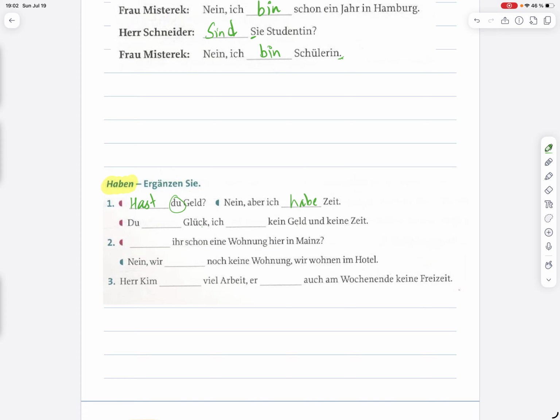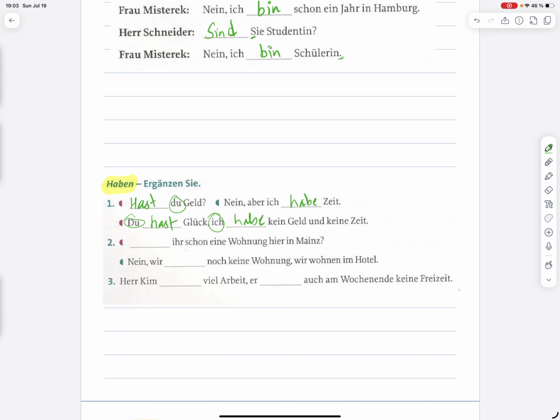"Du dash Glück." And we have "du" here. So "du hast Glück." "Ich und dash kein Geld und keine Zeit." "Ich habe kein Geld und keine Zeit." Right? So you can look at the table above or you can write it down and then see how the conjugations are happening given the subject, right?